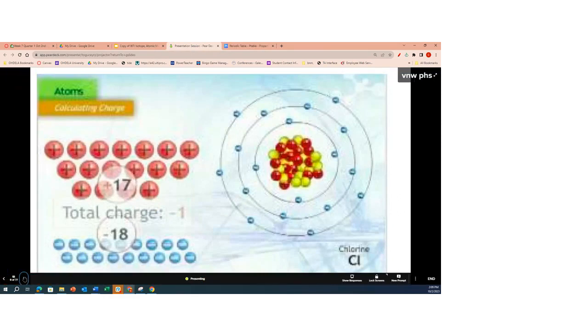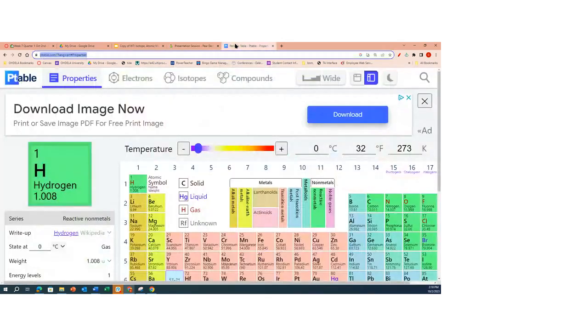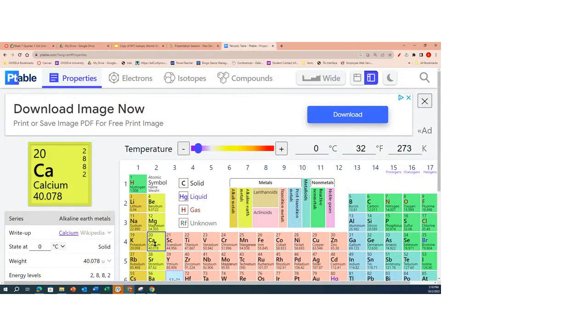So let's take a look at a +2 charge. First off, we have to look at the periodic table. We have to look for calcium. Calcium has 20 and 40. So let's go back here to calcium with 20 and 40.